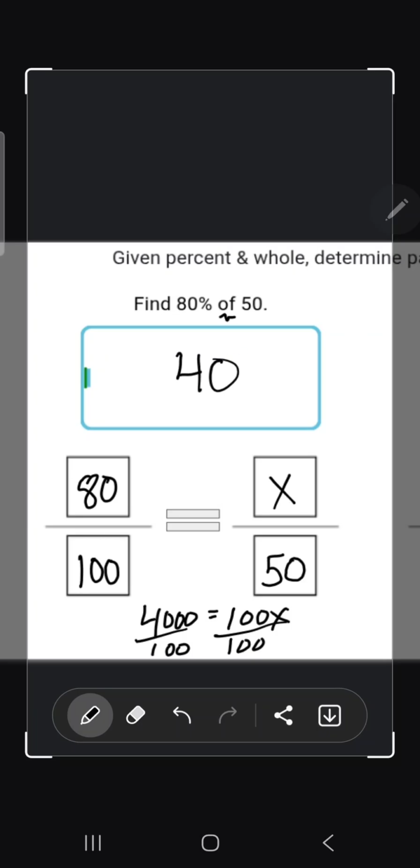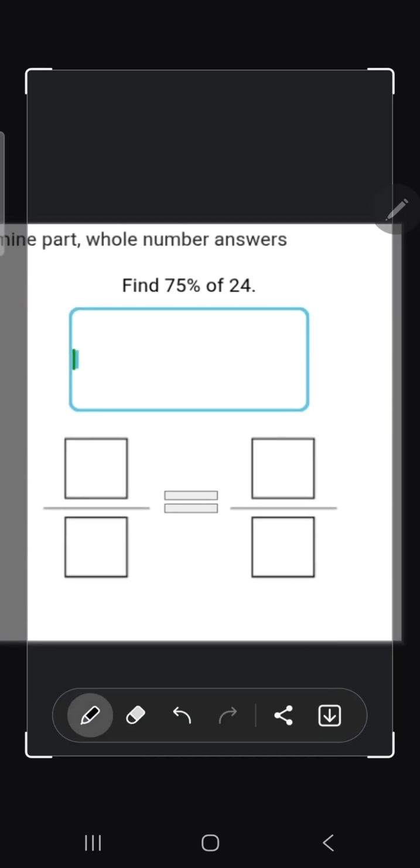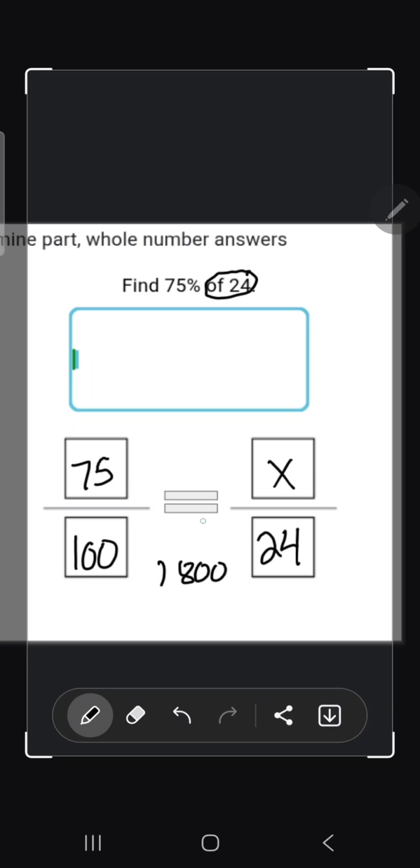The key is knowing what each number is and where the variable goes. You're always going to start the problem with 100. The percent will always go above the 100. Then you've got to figure out which is the part and which is the whole. Typically, if you see the word of, that's the total. That's the whole. X is the part. In this problem, we'll do 75 times 24, just like the last problem, and we'll get 1,800. Then we're going to divide by 100. So 1,800 divided by 100 comes out to be 18.